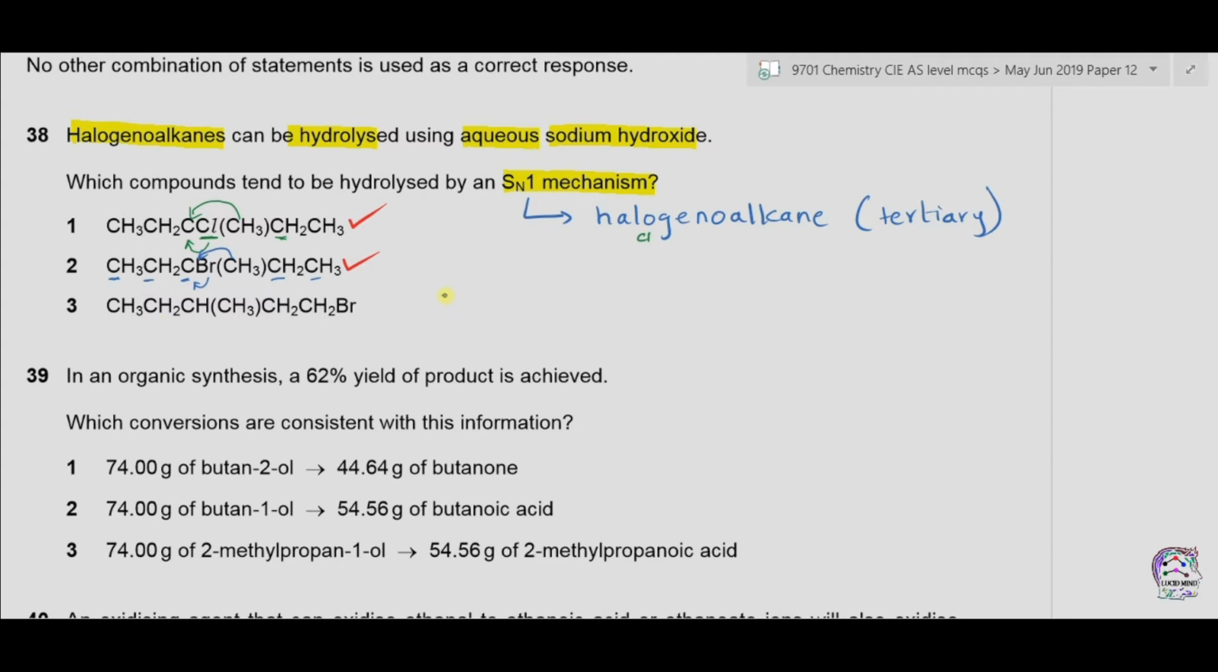Let's draw a third one. We have 1, 2, 3 carbon atoms, and this CH3 is attached with this carbon atom. Then fourth and fifth carbon atoms, and then this bromine is attached to this last carbon. Now we can see that the halogen is attached to this carbon atom, which is further attached to just one carbon atom directly. So therefore this is primary halogenoalkane.